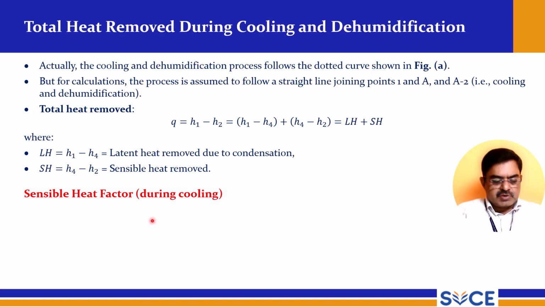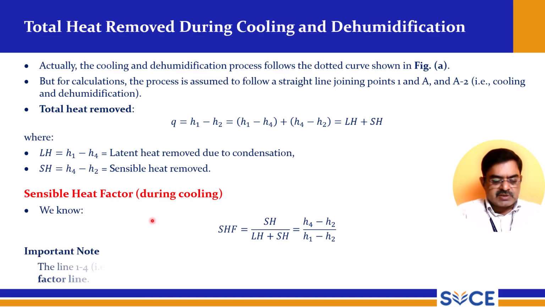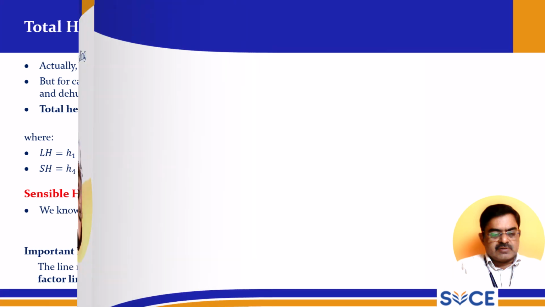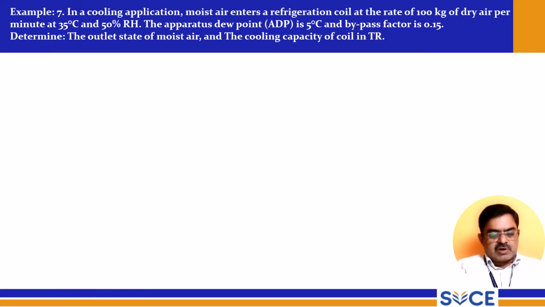Sensible heat factor during the cooling process. We know that SHF equals SH divided by LH plus SH, that is H4 minus H2 divided by H1 minus H2. Now the line from 1 to 4, joining the entering air point and the apparatus dew point in figure B, is known as the bypass factor line. That is the bypass factor line, and we will see the numericals on this.